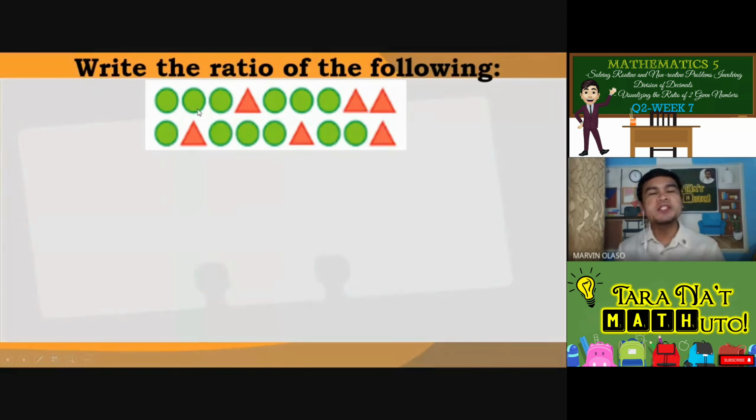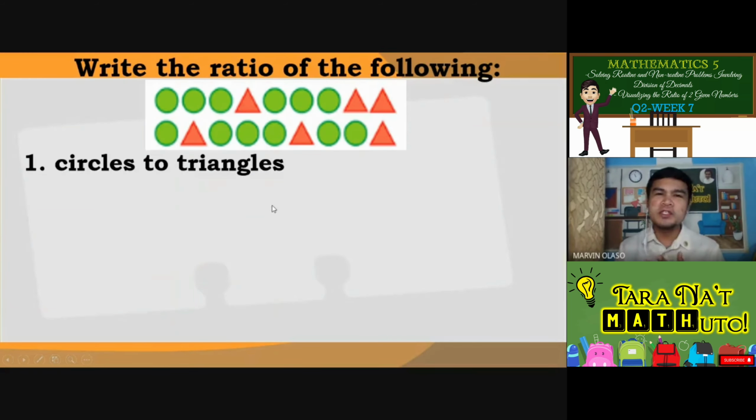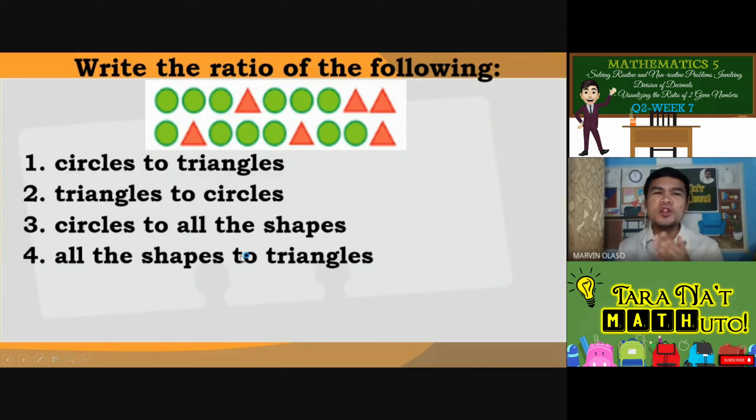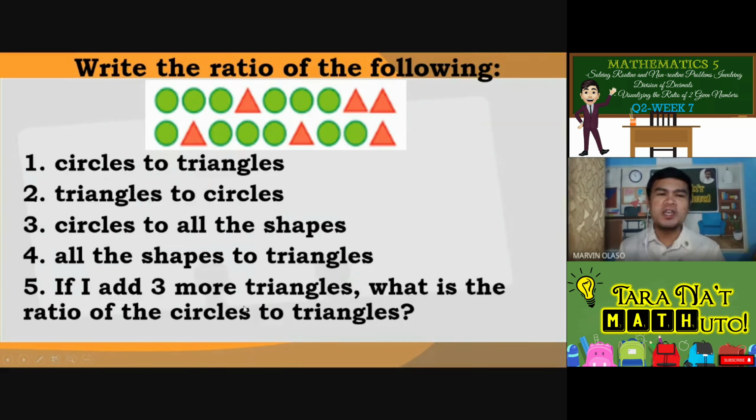We have circles and triangles. The first one, give me the ratio of circles to triangles. Second, triangles to circles. Third, circles to all the shapes. Fourth, all the shapes to triangles. And for the last one, if I add 3 more triangles, what is the ratio of the circle to triangles? Can you answer this one?